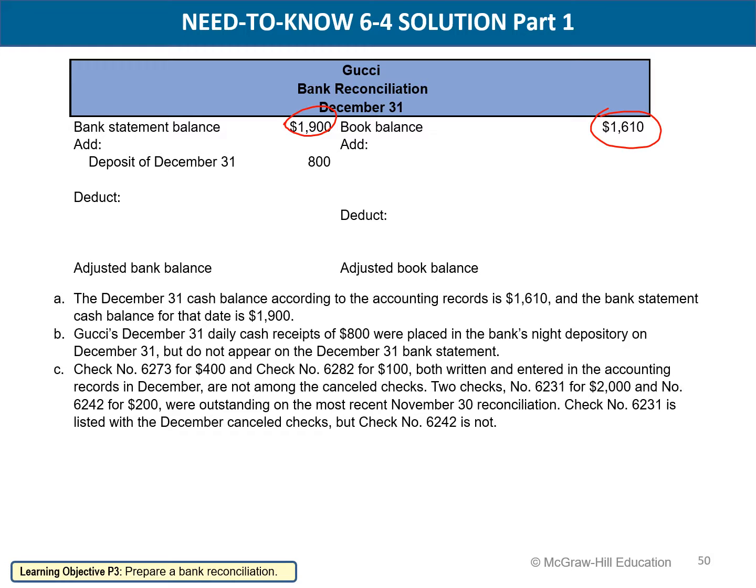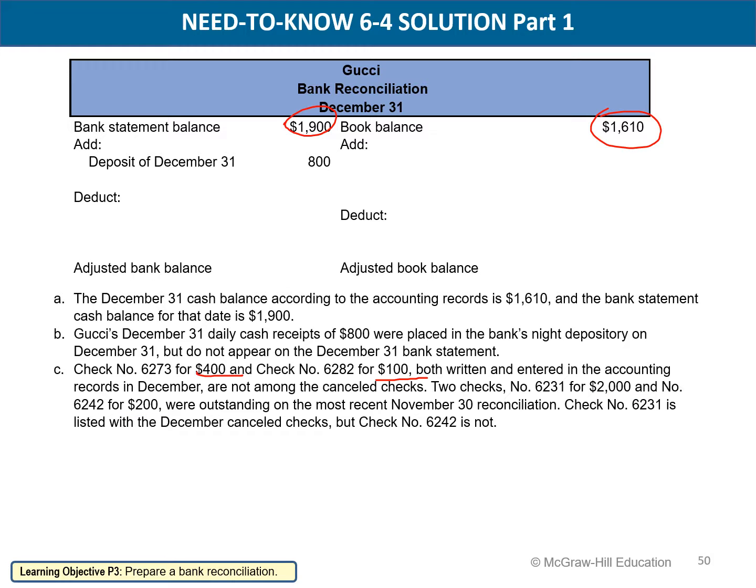Then we also have two checks, 6231 for $2,000 and 6242 for $200. So these are still outstanding. So we've got 400, 100, 200, 2,000, and then check 6231 is on the list with the December canceled checks, but 6242 is not. Oh wait, let me back up. Hold on, let me get my eraser.